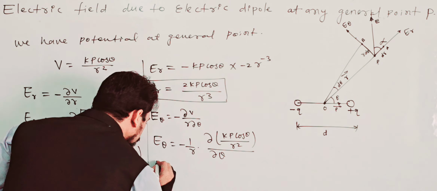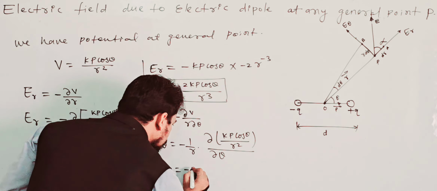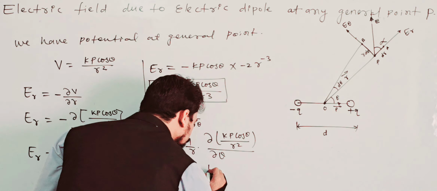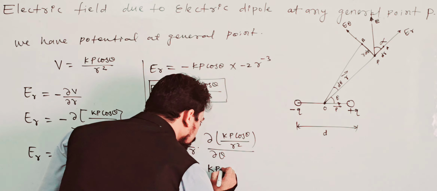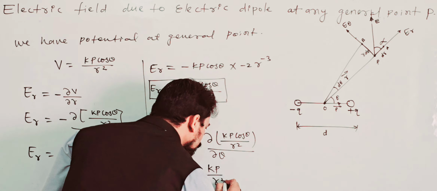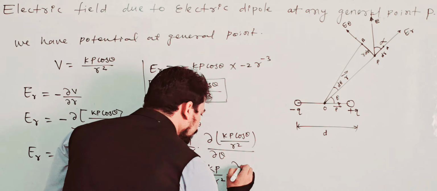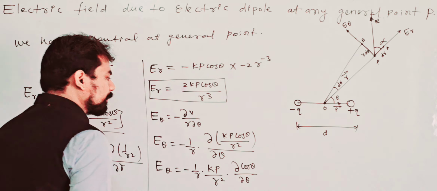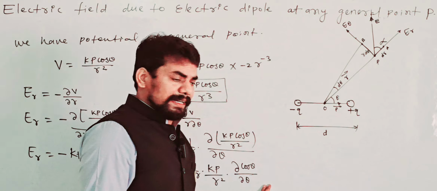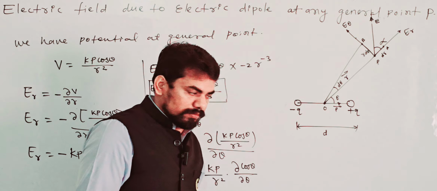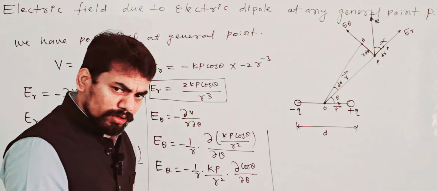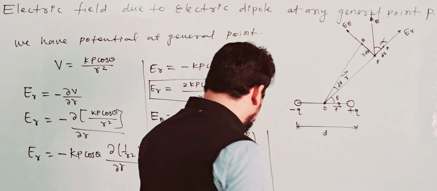So E theta equals minus 1 by r into kp by r square, we take common, delta cos theta by delta theta. You can write it as a complete derivative also, right? Since there is only one variable, theta, you can write the partial as a complete derivative.